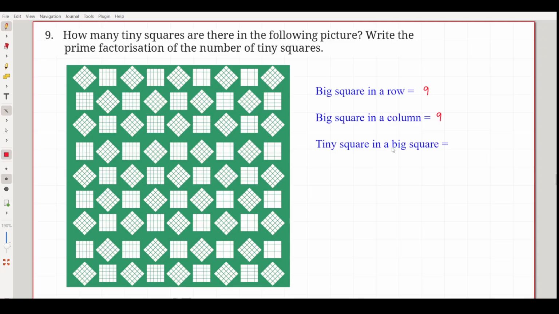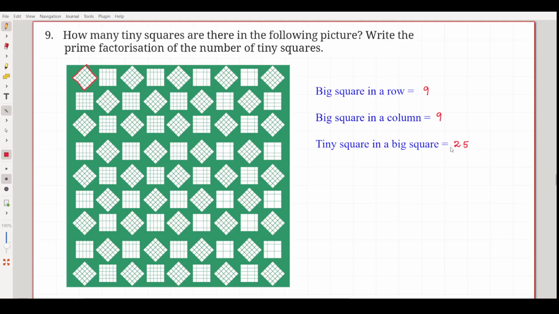Now, tiny squares in a big square. First just take one big square. In this one big square, how many tiny squares do we have? We just have to count. 1 2 3 4 5 in a row, 5 in a column, 1 2 3 4 5. 5 into 5, so we are getting 25. So we have 25 tiny squares in a big square.